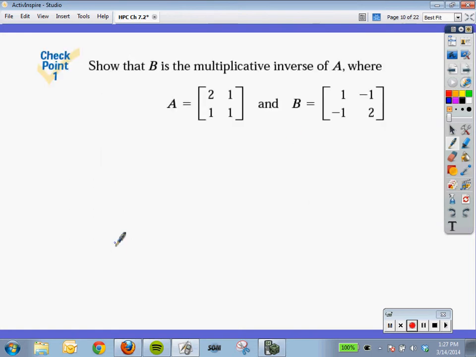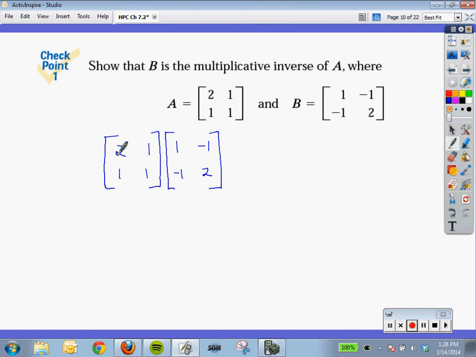What we're going to do right now is get our own practice with this one here. We're going to multiply a times b and b times a and see if it's equal to the identity matrix. If it is, then b is the multiplicative inverse of a. So let's go ahead and start off with this one. So we're going to multiply a times b, and that should give us the identity matrix.